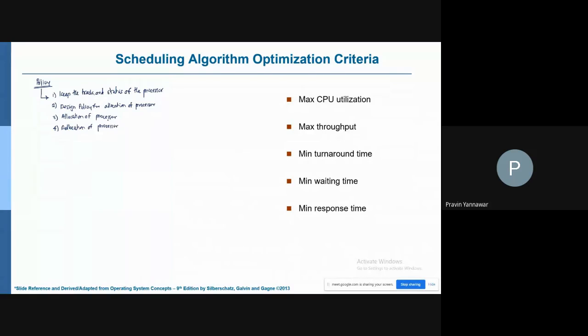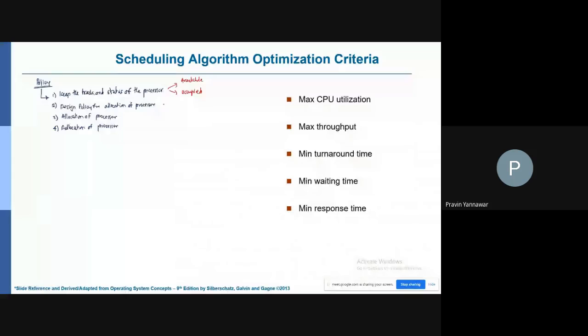Okay, so whenever we are keeping track of the status of the processors, this track and status would be whether the processor is available or occupied. If it is available, you can take that processor and execute. If it is occupied, then you need to wait. Okay, design the policy for the allocation of processor.